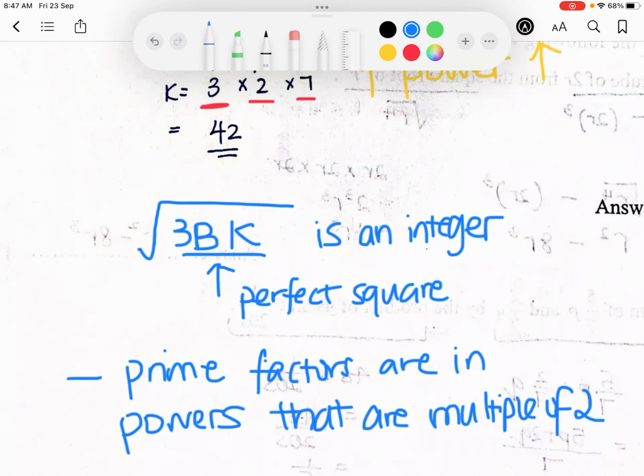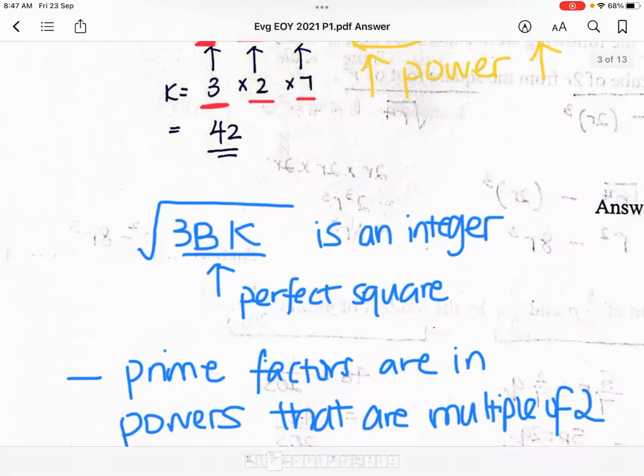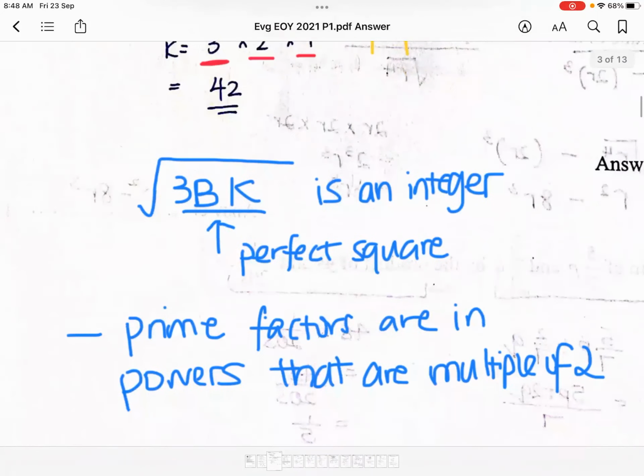If I'm asking for a perfect cube, then the number can be expressed as a product of prime factors where all the powers of the prime factors are multiples of 3. So please do not tell me the square root of the number is an integer. That is not the definition for a perfect square or perfect cube. So this one, just take note.